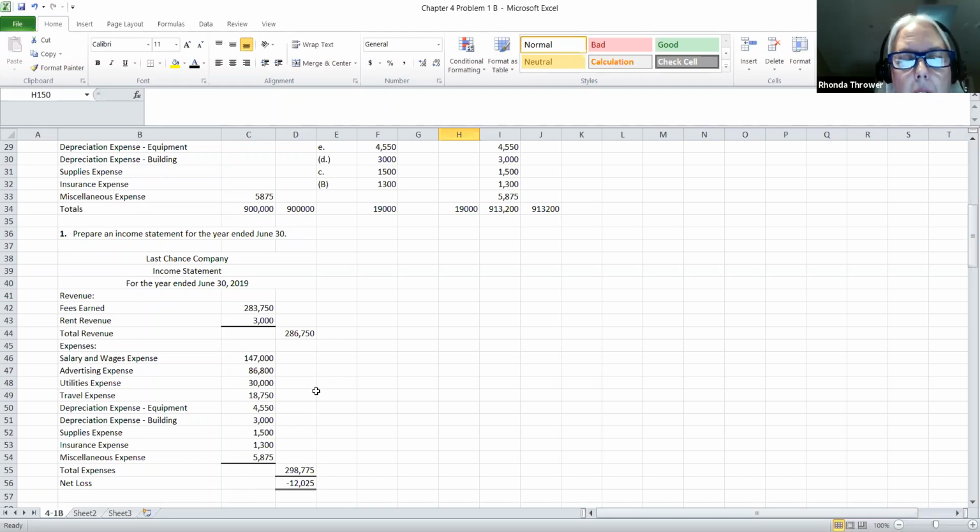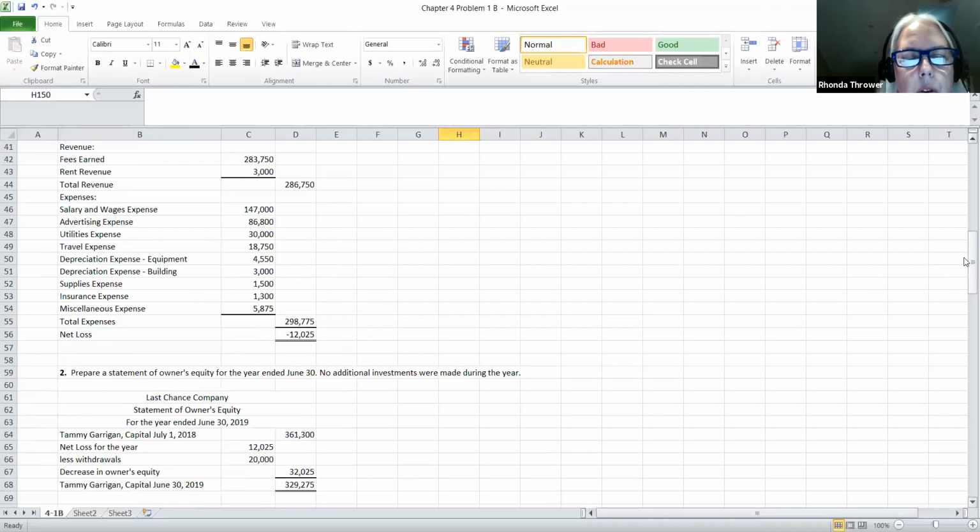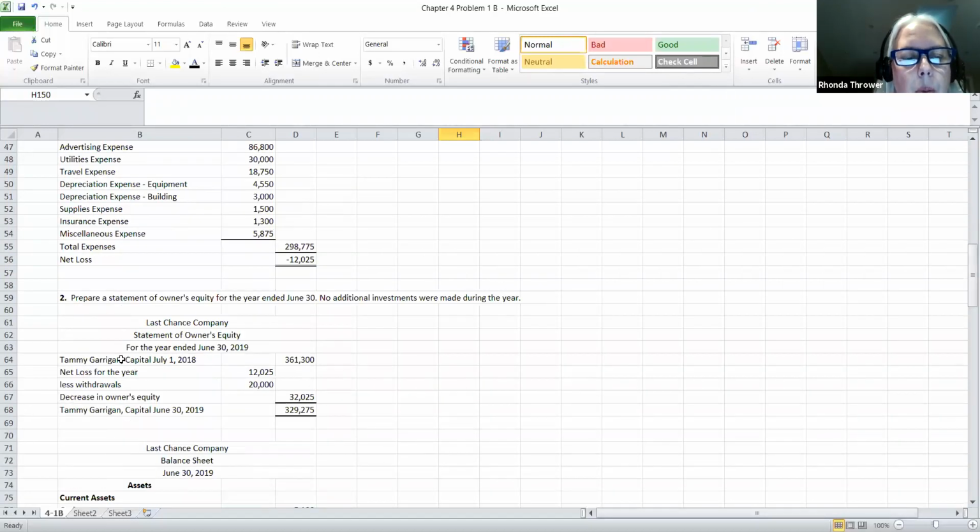In review, if our revenue was larger than our expenses, which is not here, but if it was, then there would be a positive net income that would add to your owner's equity. But in this case, we had more expenses than we did revenue, so there was a net loss. Always prepare your income statement first, because your net income or your net loss, as is in this case, is going to be fed into the next financial statement, which is your statement of owner's equity. And so I prepared a statement of owner's equity for you here.